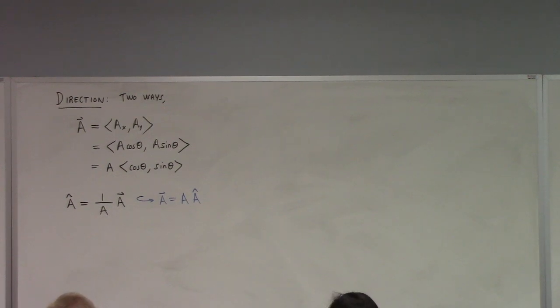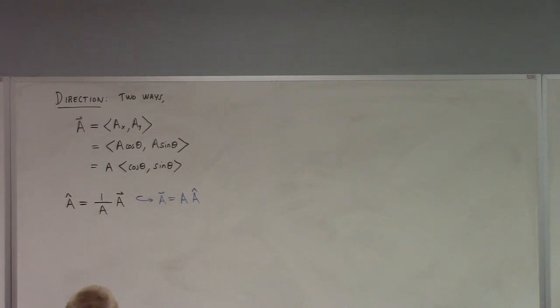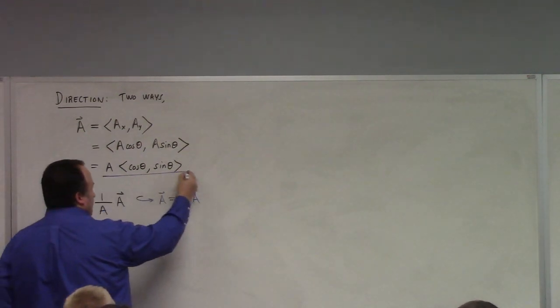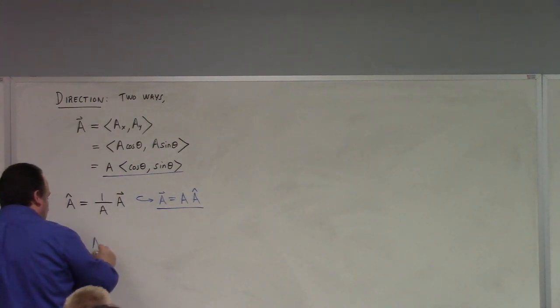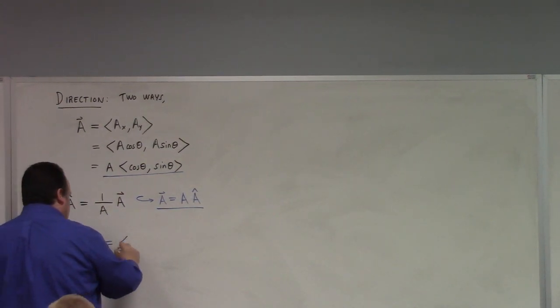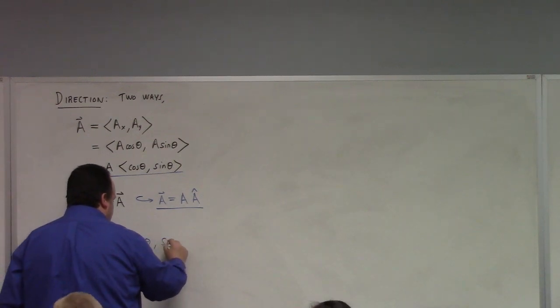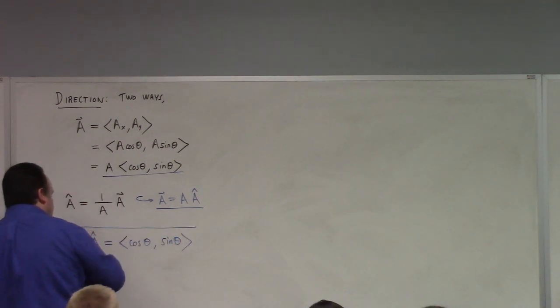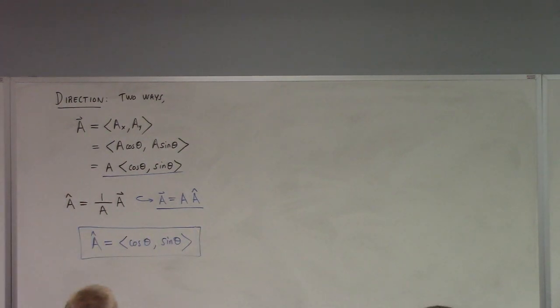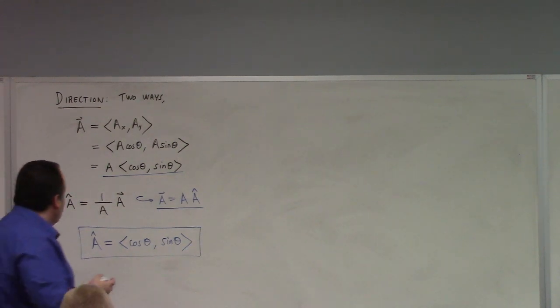So I have two different ways I can think of the direction of a two-dimensional vector. I can either think of it in terms of a unit vector, right? Or I can think of it in terms of the standard angle. And the connection between those two, you can see right from here. What does this tell us? This tells us that A hat can also be written as cosine theta, sine theta, right? So this is the connection between the unit vector and the standard angle. Any questions? All right. Let us go on then.